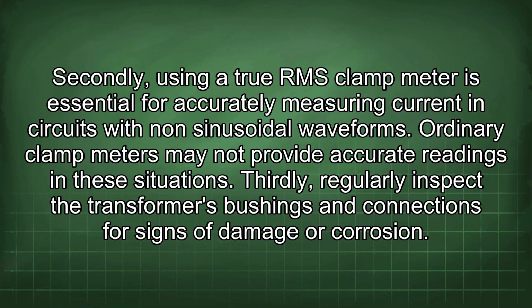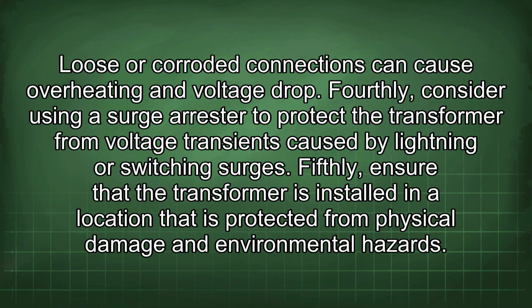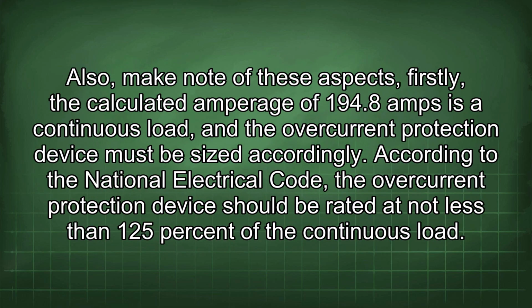Thirdly, regularly inspect the transformer's bushings and connections for signs of damage or corrosion. Loose or corroded connections can cause overheating and voltage drop. Fourthly, consider using a surge arrestor to protect the transformer from voltage transients caused by lightning or switching surges. Fifthly, ensure that the transformer is installed in a location that is protected from physical damage and environmental hazards. Also, make note of these aspects.